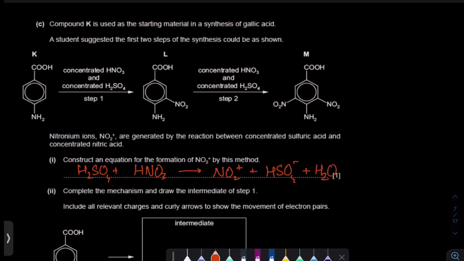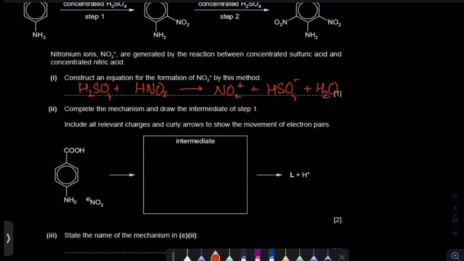Next one. Again, the same thing, another nitro added. Complete the mechanism and draw the intermediate step. That's again easy. The ring attacks this hydrogen, the ring breaks down, obviously. So this is positive, everything else remains the same. And then this donates its electrons, and you're able to get that thing.